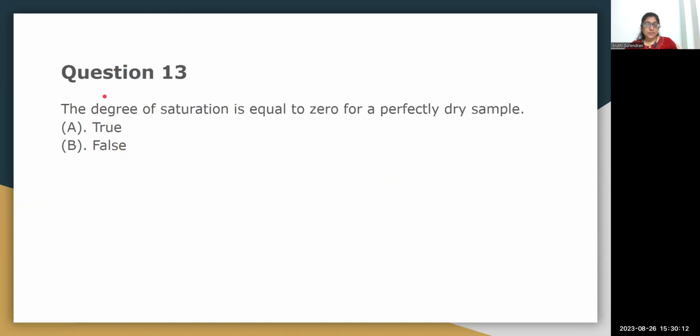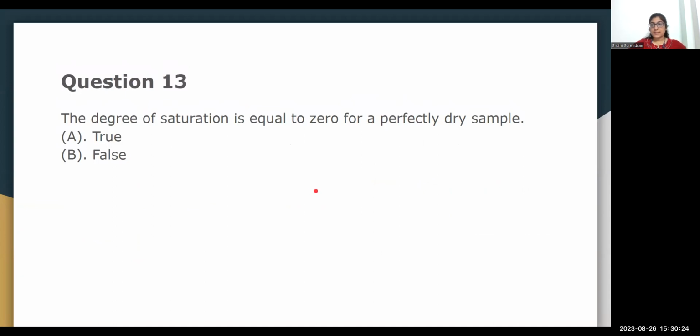Now, the degree of saturation will be equal to 0 for a perfectly dry sample. Is the statement true or false? We just saw the definition of degree of saturation: it is nothing but the volume of water to the volume of voids. When it is fully filled with water, the volume of water and volume of voids are the same. When it has no water, the volume of water is equal to 0, making the degree of saturation also equal to 0. So the degree of saturation is equal to 0 for a perfectly dry sample. The statement is true.